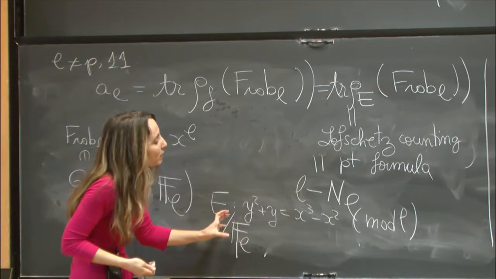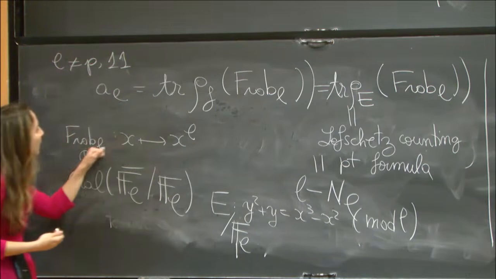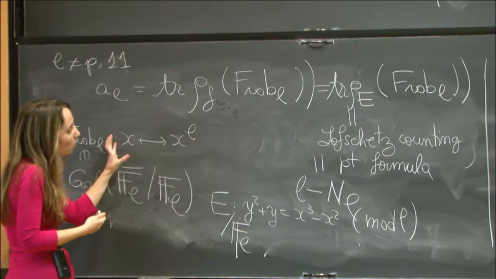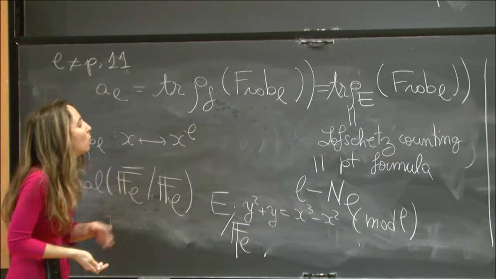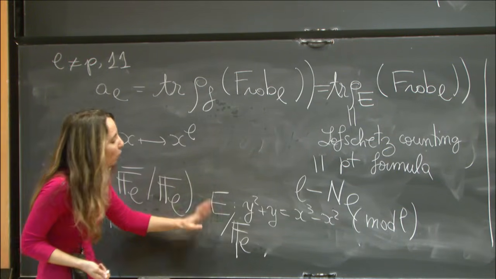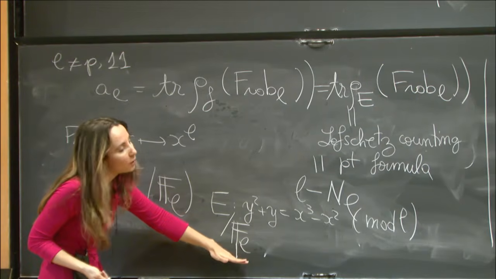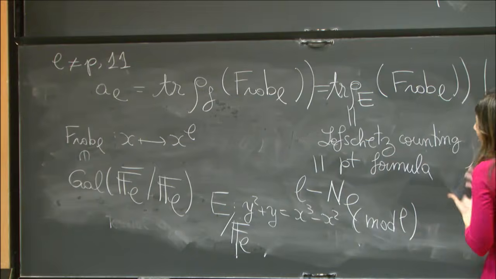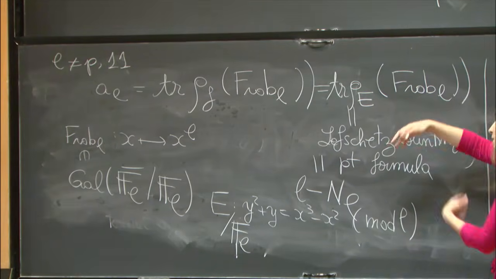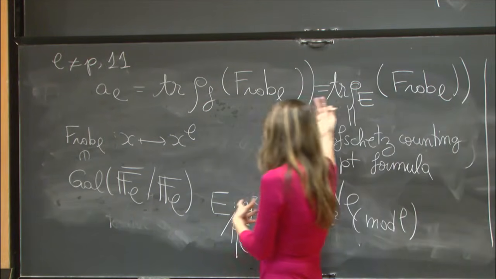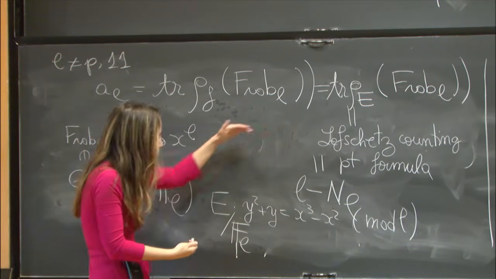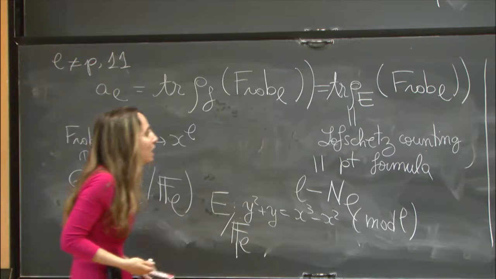And the number of fixed points are exactly points that are fixed by sending their coordinates, say x1, y1 to x1 to the L, y1 to the L. And those are exactly the points of the elliptic curve that are actually defined over the ground field, the field with L elements. So the idea is to think of this as something coming from H1 in the sense of étale cohomology, so in the sense of this mysterious cohomology theory.